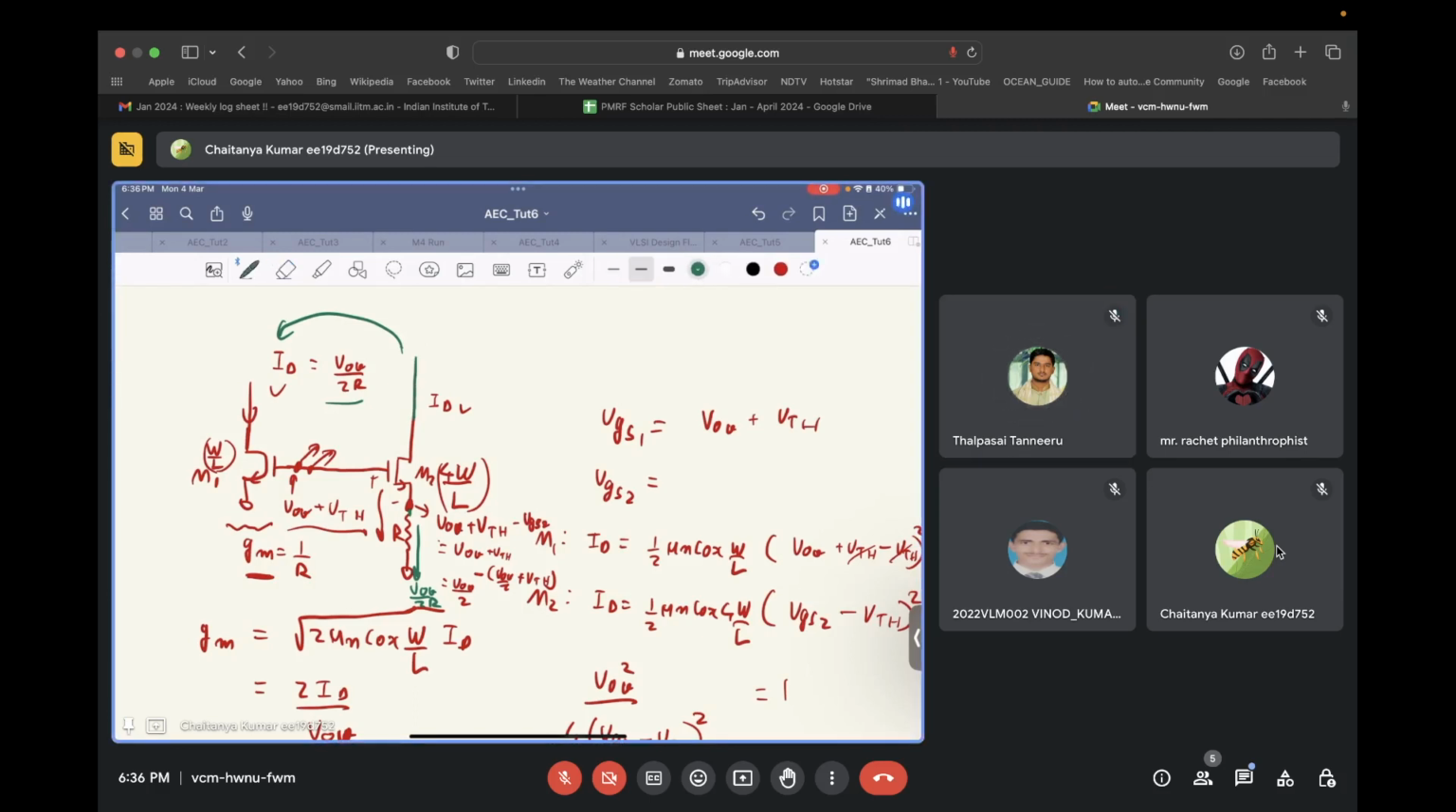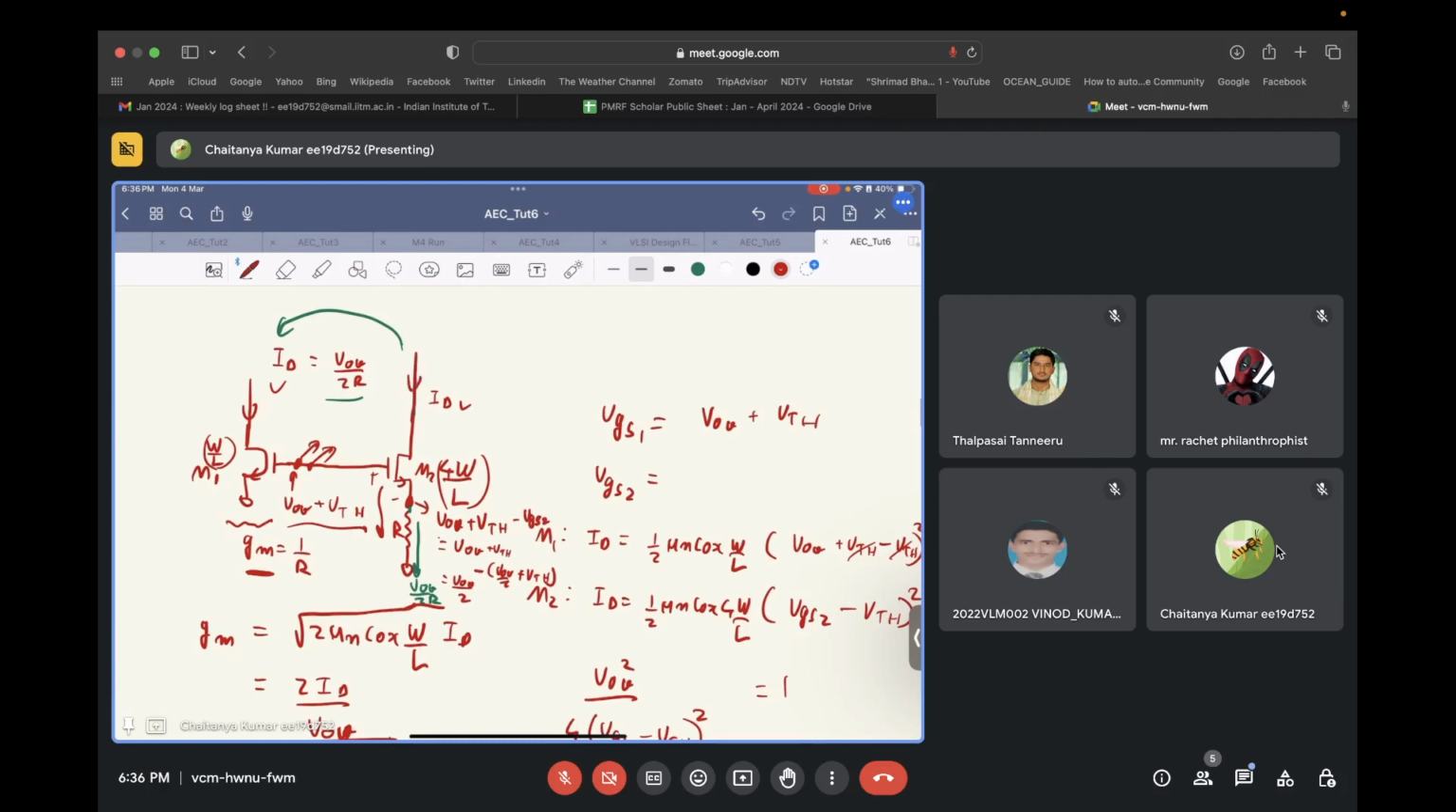So this is a current of value V overdrive by 2R flowing through this transistor. You need to mirror this current into this branch, the branch of transistor M1. So what will you use? What is the circuit that you use to mirror the current? Yes, sir, we short the gate and drain of M2 to get the same current in M1. Will that work? How will that work?